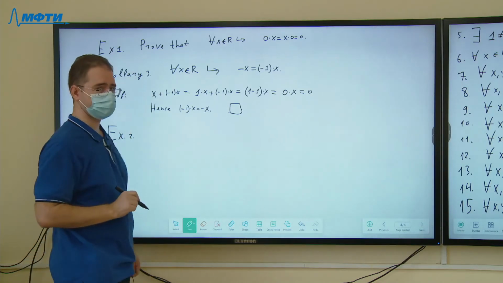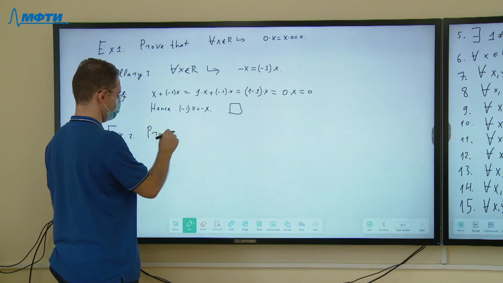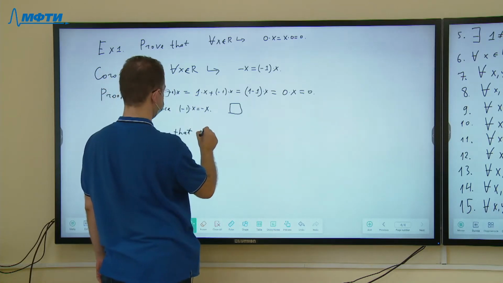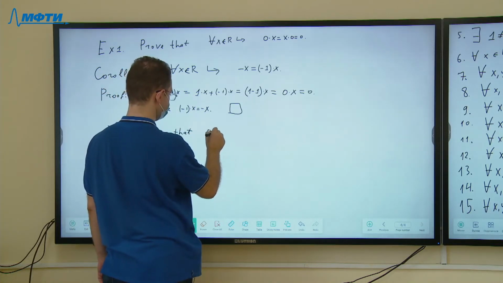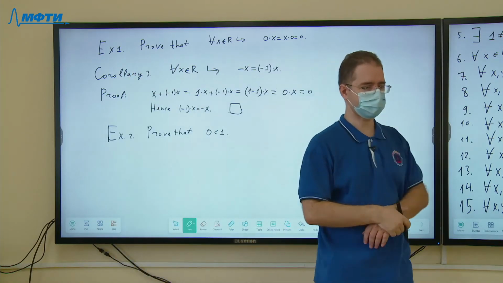Exercise 2. Prove that 0 is less than 1. We will also discuss this on the seminars.